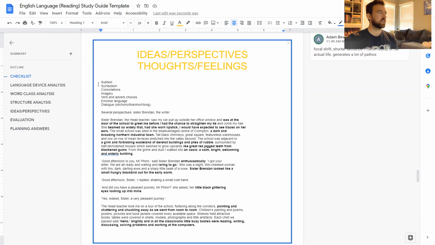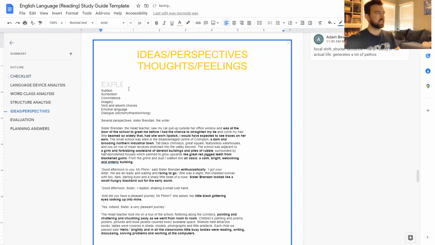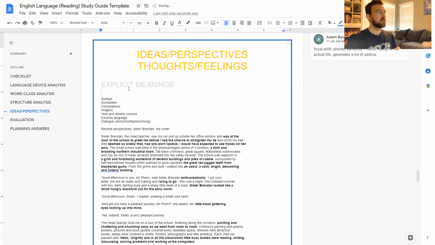One of the biggest ways to understand this is sometimes there are explicit meanings, which means they're right there on the surface where it literally says she thought this, he thought that, they felt this, whatever. So those are quite surface level and pretty easy to find. We will do some of that, but there's also implicit meanings. So the implicit meanings are a little bit more complex. You have to dig a bit deeper and try and work out what the subtext or the symbolism or the connotations are within.